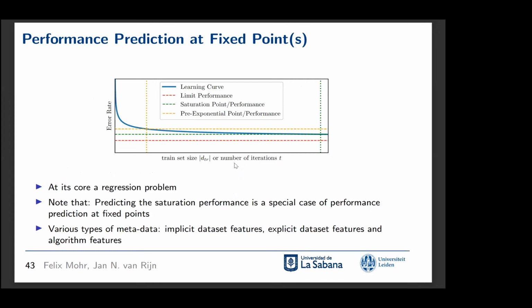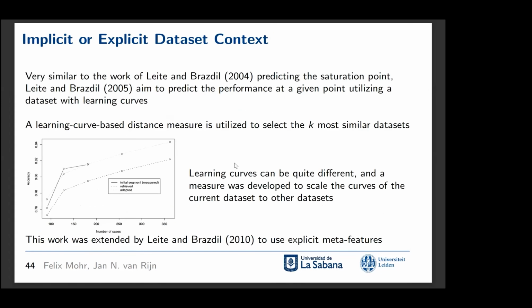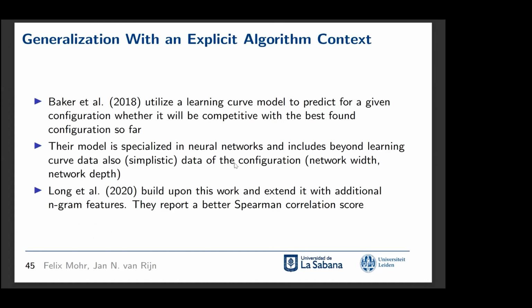I'm going to skip a little bit faster over some other slides, because I promised the organizers to not take too long. But basically, several works have explored how we can incorporate metadata, either in the form of meta features, or in the form of algorithm configuration features. Some very interesting work was done by Bowen Baker, who tries to model learning curves not just based on the learning curve, but also on the hyperparameters.